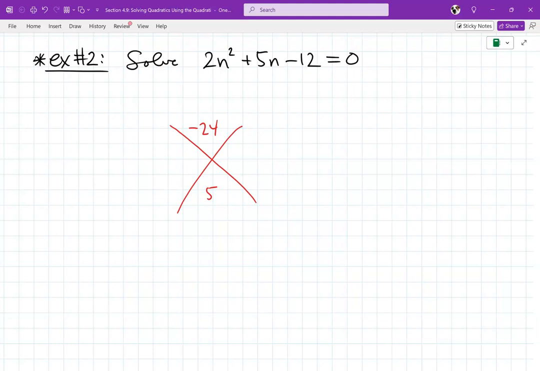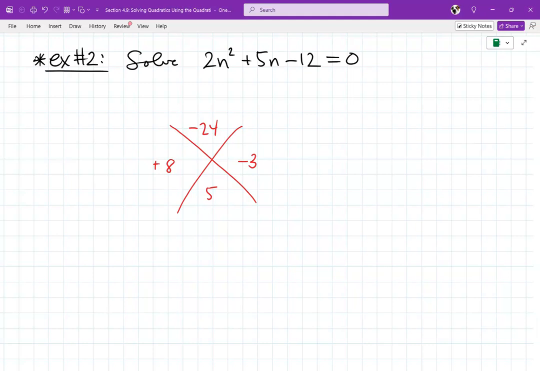Can you think of 2 numbers that multiply to negative 24 that add up to 5? I would need an 8 and a minus 3. Would that work? Yeah, it does. So do I have to solve this problem using the quadratic formula if I can factor it? No, you don't. You can factor it and solve. But I don't know if it's going to be factorable unless I try it.